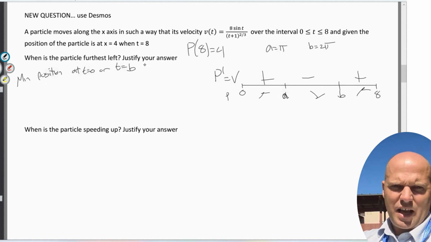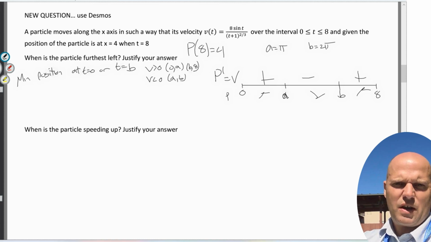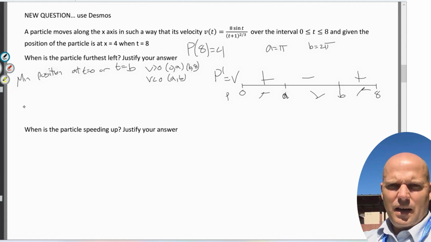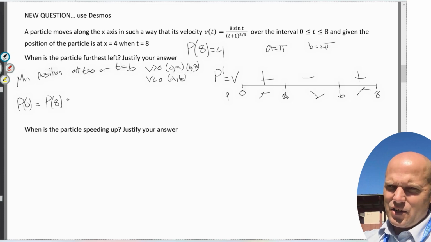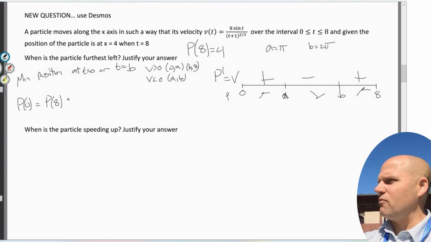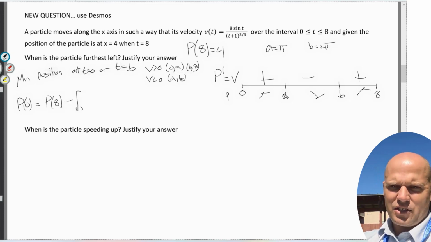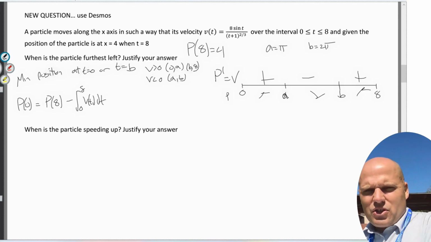My justification is that my velocity is positive from 0 to A and B to 8, and my velocity is negative from A to B. Make sure you have all of your intervals written down and you're good. So I have to find my two positions. My position at 0 will equal my position at 8, then either you can add your accumulation from 0 to 8, or you can subtract your accumulation from 0 to 8. Remember, we got to go backwards.